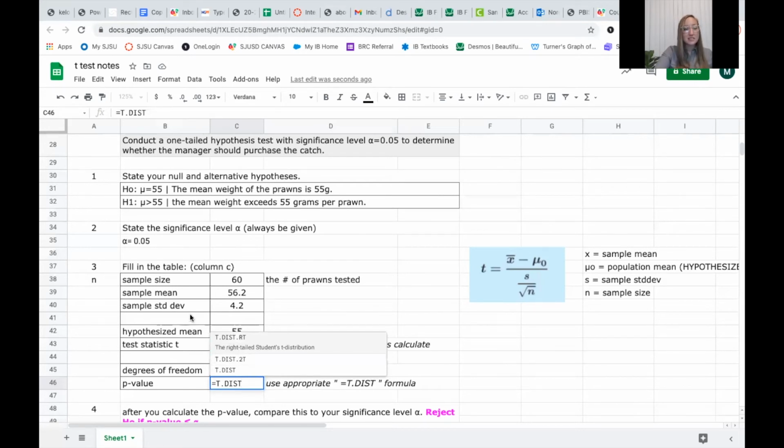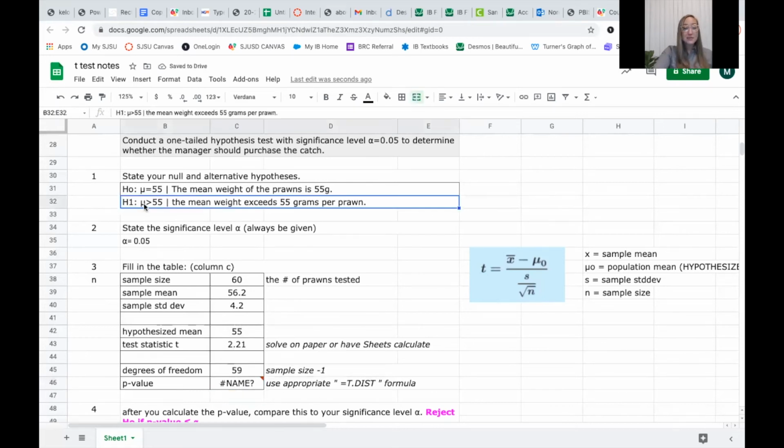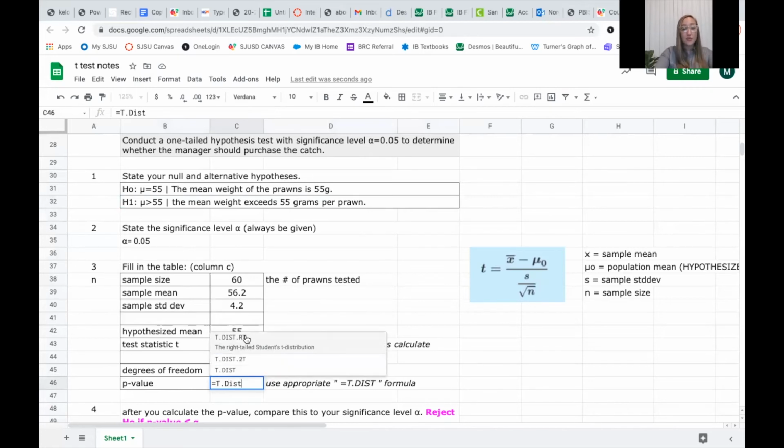In this case, let me click off of the formula so I can click something else. In this case, I'm testing greater than 55. If we're going greater than 55, that means I'm moving on the number line to the right, because that's the direction in which numbers get bigger. So that means I need to use the right-tailed test. The right-tailed distribution is going to show me everything above 55.